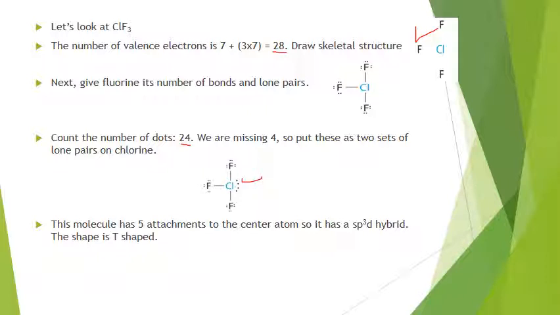All right, now we can see this molecule has 5 attachments: 3 bonds and 2 lone pairs. So what's the hybrid associated with that? sp3d. And if you look up the shape where it has 3 bonds and 2 lone pairs, it's what we call T-shaped.